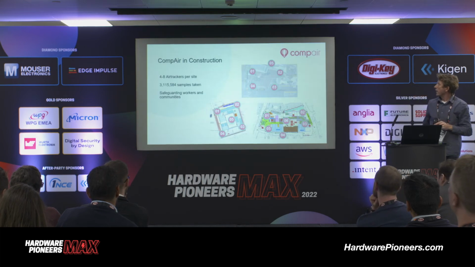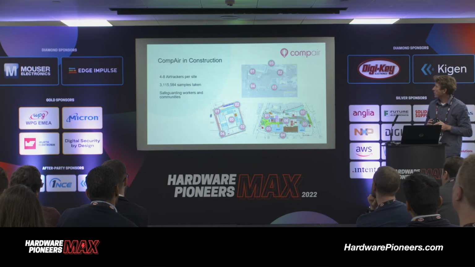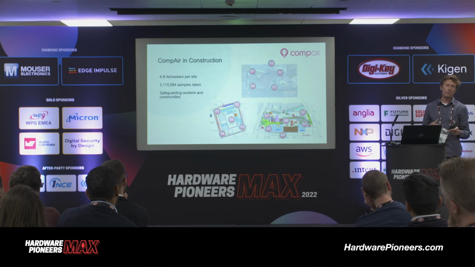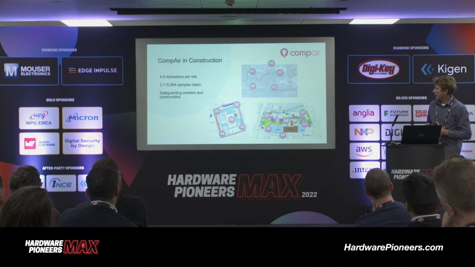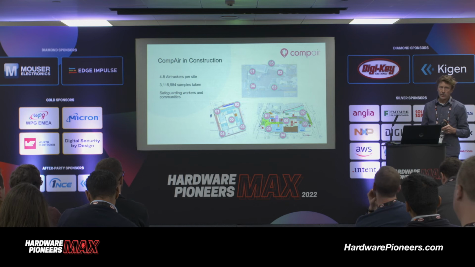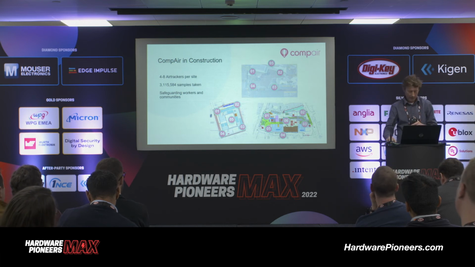So here we are with our construction. This slide shows that we currently have four sites around the UK, big construction sites, with 4 to 8 air trackers per site. And when we put this slide together, and it'll be a bit bigger now, we had taken over 3 million samples. So if you think 3 million samples multiplied by the number of pollutants that we're measuring, that's already an enormous amount of data. And with that data, we're already getting insights, and we're helping to safeguard workers and communities.